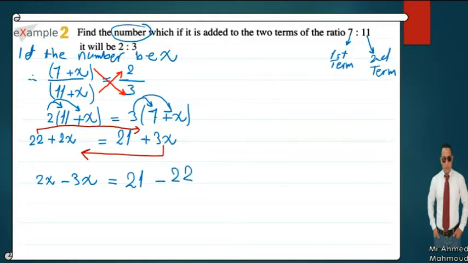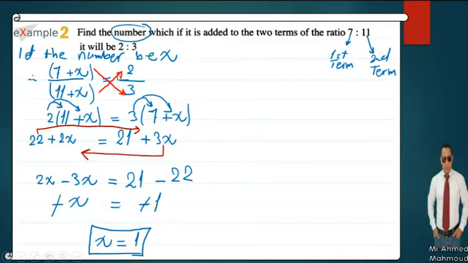Okay, 2 minus 3 equals negative 1x, or negative x, equals 21 minus 22 equals negative 1. You can cross out the sign here and here, or you can change the sign, or you can send negative 1 there as divide by negative 1. It's easier to change the sign like this. Then x equals 1. Finally, x equals 1. This is the value of x, or the value of the number.